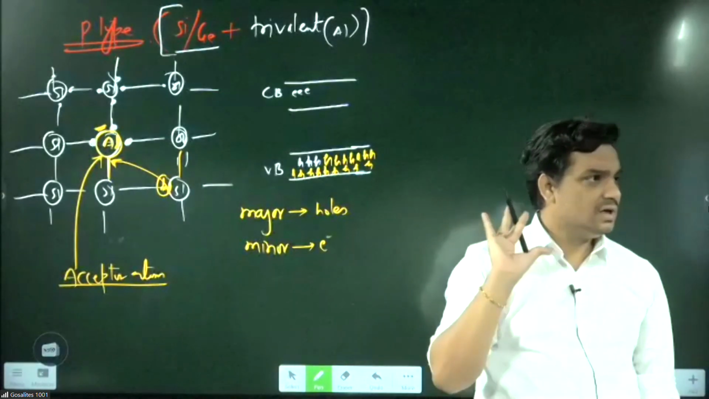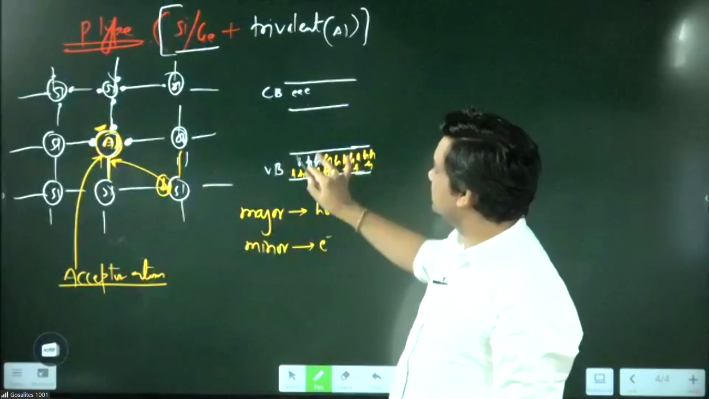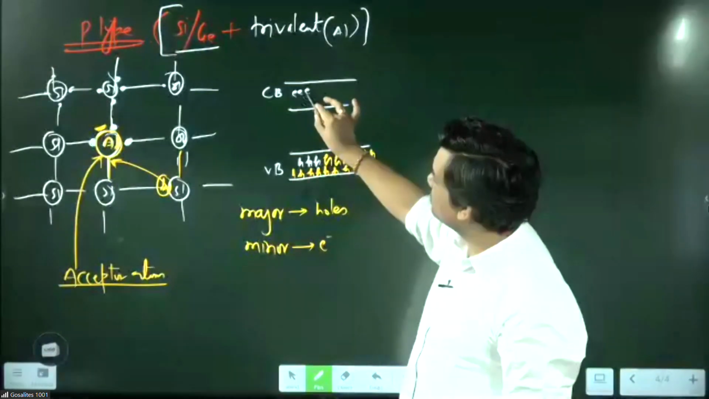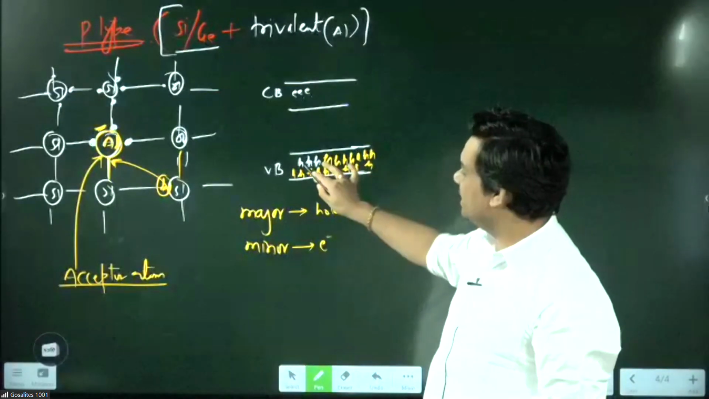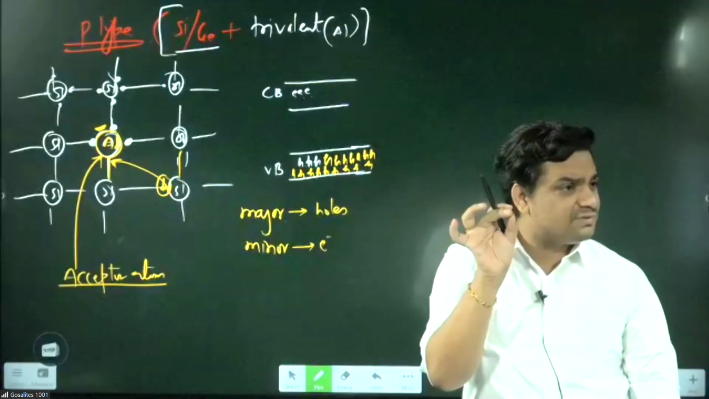Clear? Earlier we had some electrons and some holes. Minority carriers are created because of temperature. Majority carriers are created because of doping as well as temperature. But because of temperature, it was very, very less.